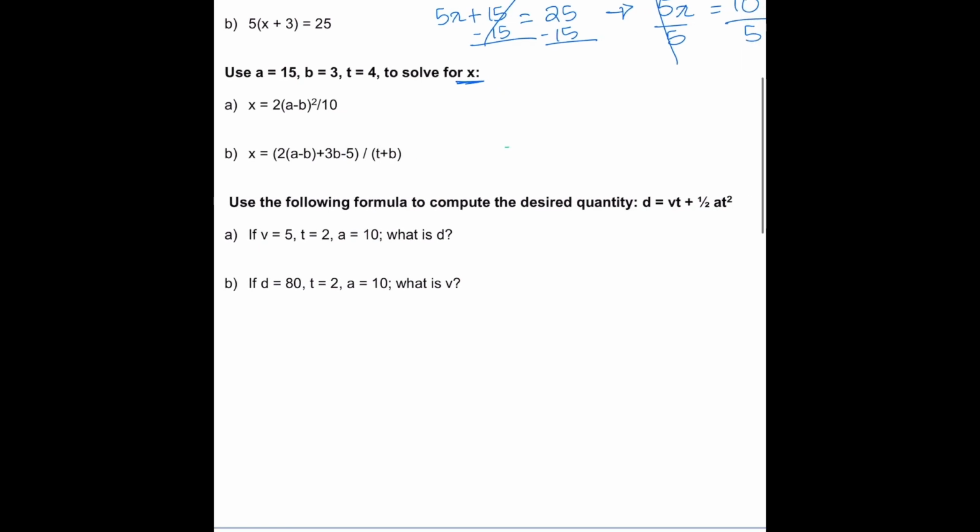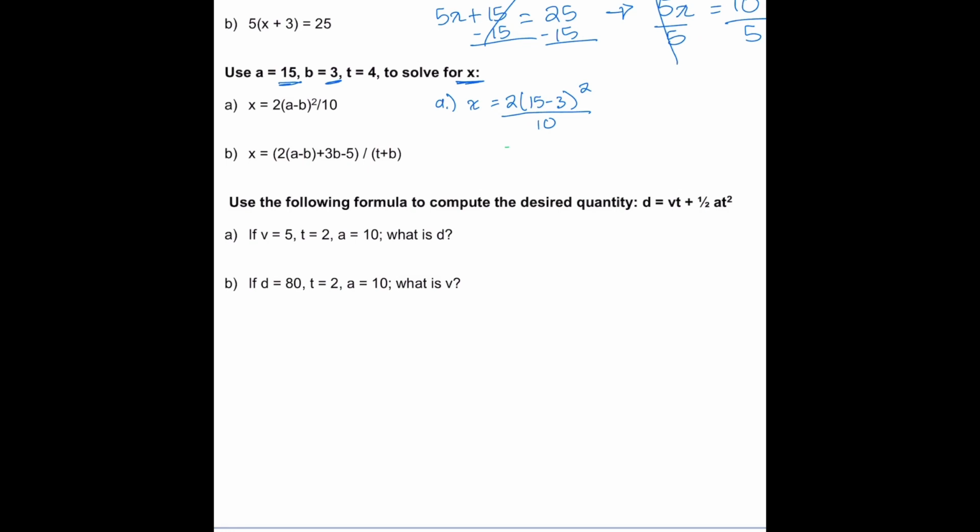Same process. So for part A, it's going to be x equals 2. And then what is A equal to? It's already given here, which is 15. So 15 minus what's B? It'll be 3. So 15 minus 3 squared, divided by 10.